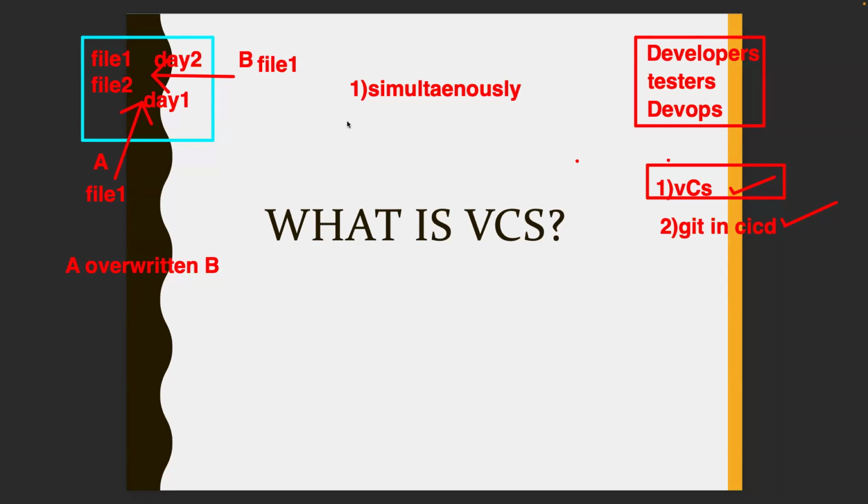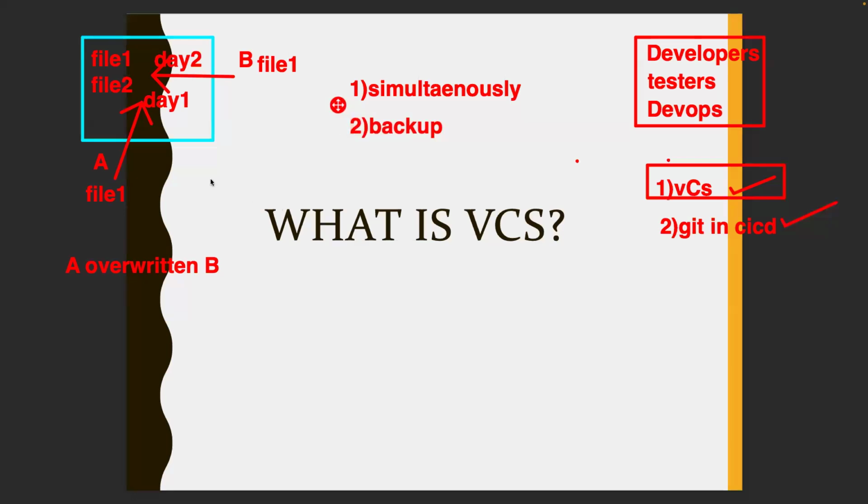So coming back, we are talking about what it is. It allows multiple people to work on the same file at the same time without the project getting messed up. Second thing is to maintain the backups or to maintain the versions.